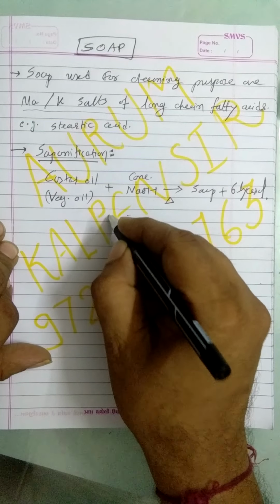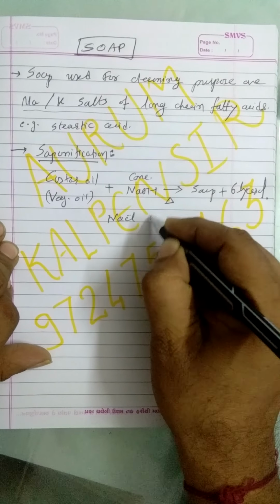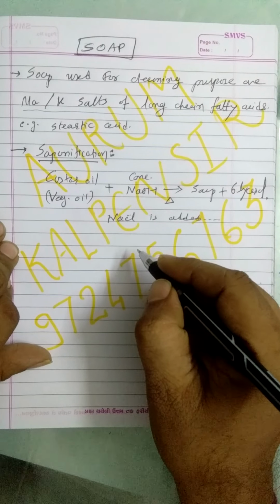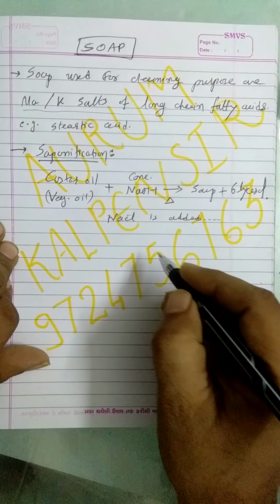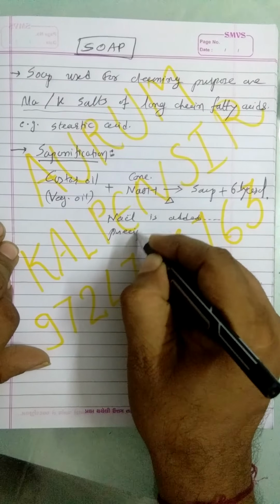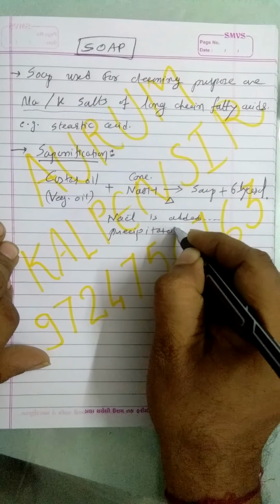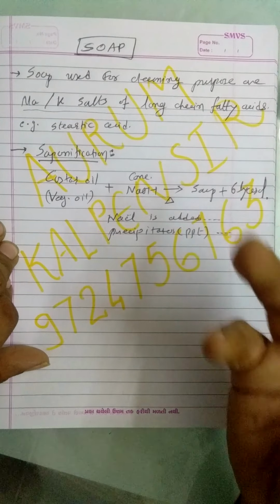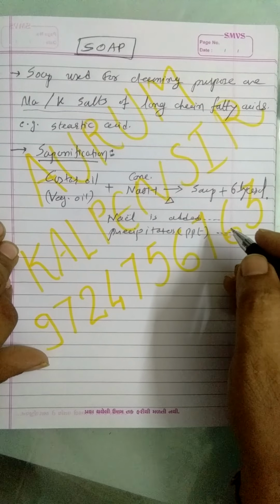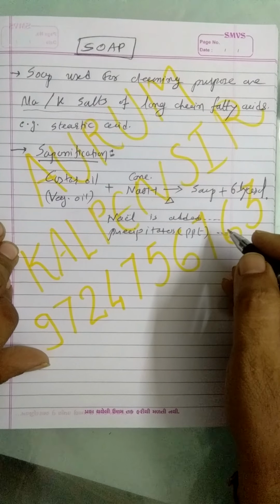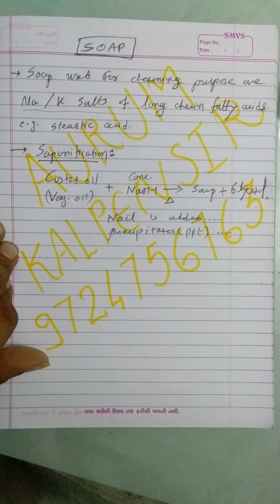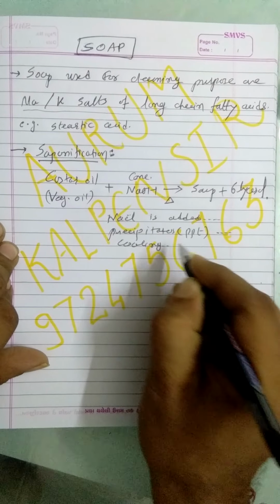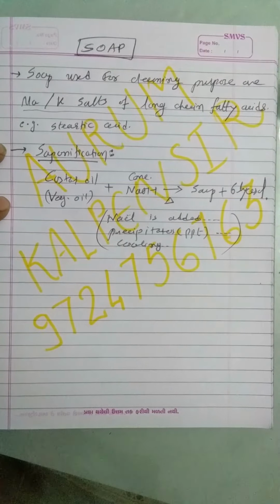After some time, NaCl is added to precipitate out all the soap from the aqueous solution. Precipitate, in short form you can say PPT, comes out of the aqueous solution. On cooling the solution, solid soap separates out. Now this is extra information.